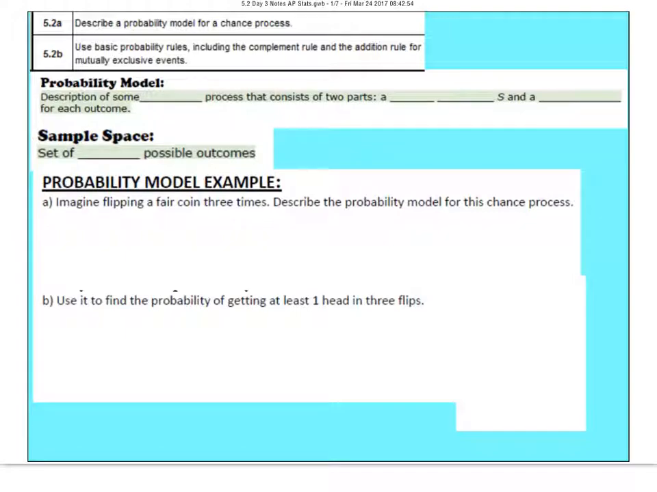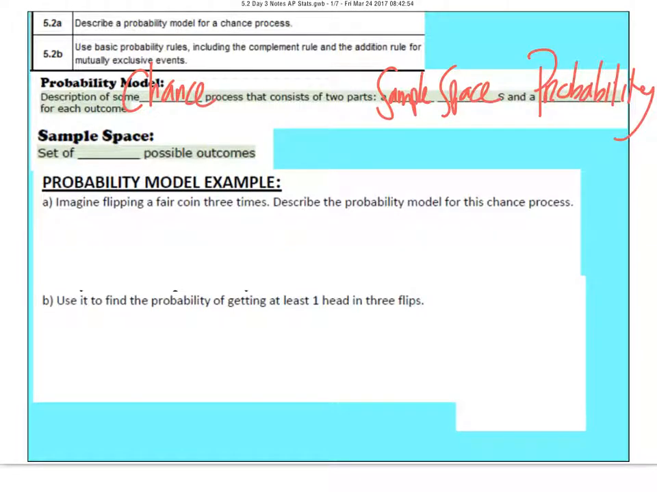It's a description of some chance process that consists of two parts. We're first going to have the sample space, and you may see that defined by the capital letter S, and then you're going to have a probability for each outcome. Okay, now what's a sample space? Well, a sample space is just the set of all possible outcomes that could happen. Now let's look at this example.